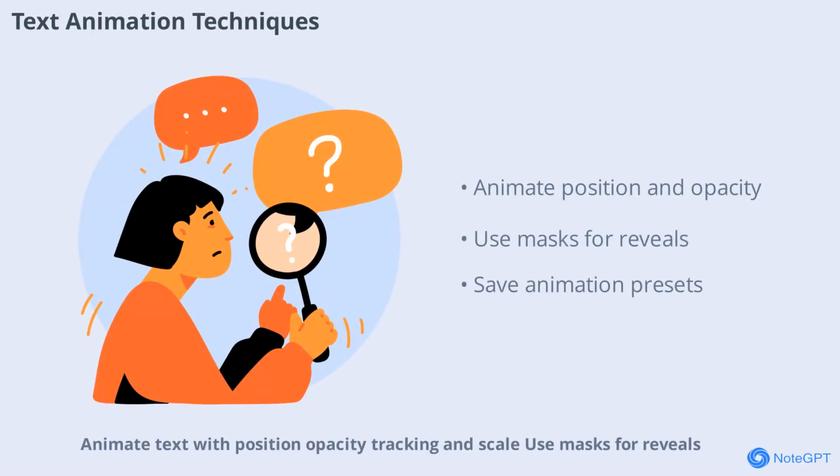Animate text with position, opacity, tracking, and scale. Use masks for reveals, keep text readable, and avoid too many fonts. Create reusable title animations and save presets for future use. Well-animated text grabs attention and adds professionalism to your projects.